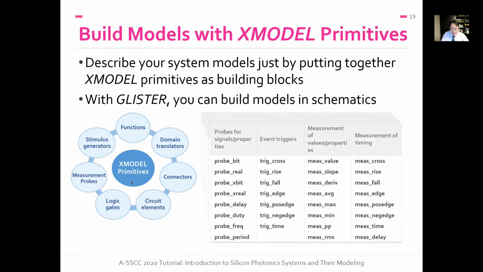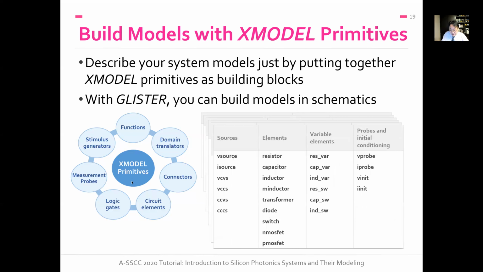Well, we're doing verification on these photonic systems. That means we must be able to measure some characteristics and see if they're satisfactory or not. So there is a set of measurement primitives. And finally, XMODEL offers a set of primitives for modeling various circuit elements like transistor, resistor, capacitor, and the T-line, the transmission line, is one of them too.